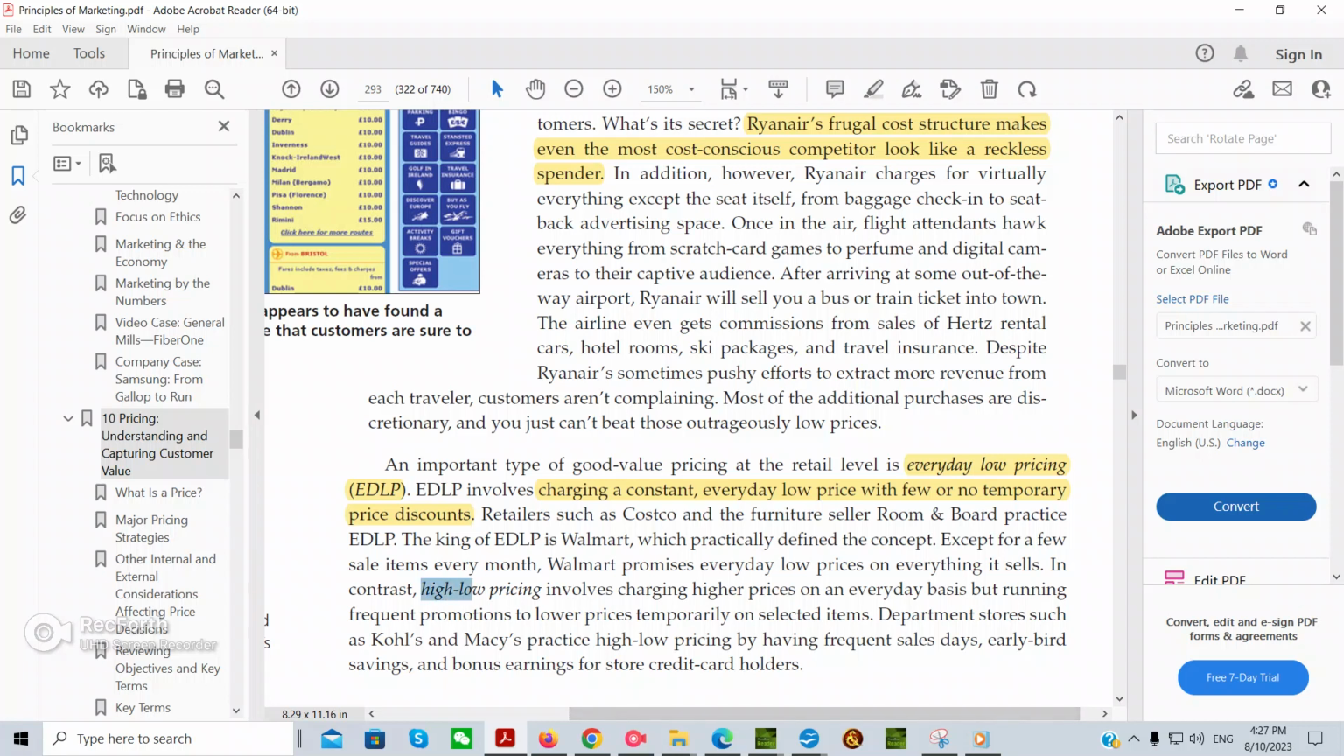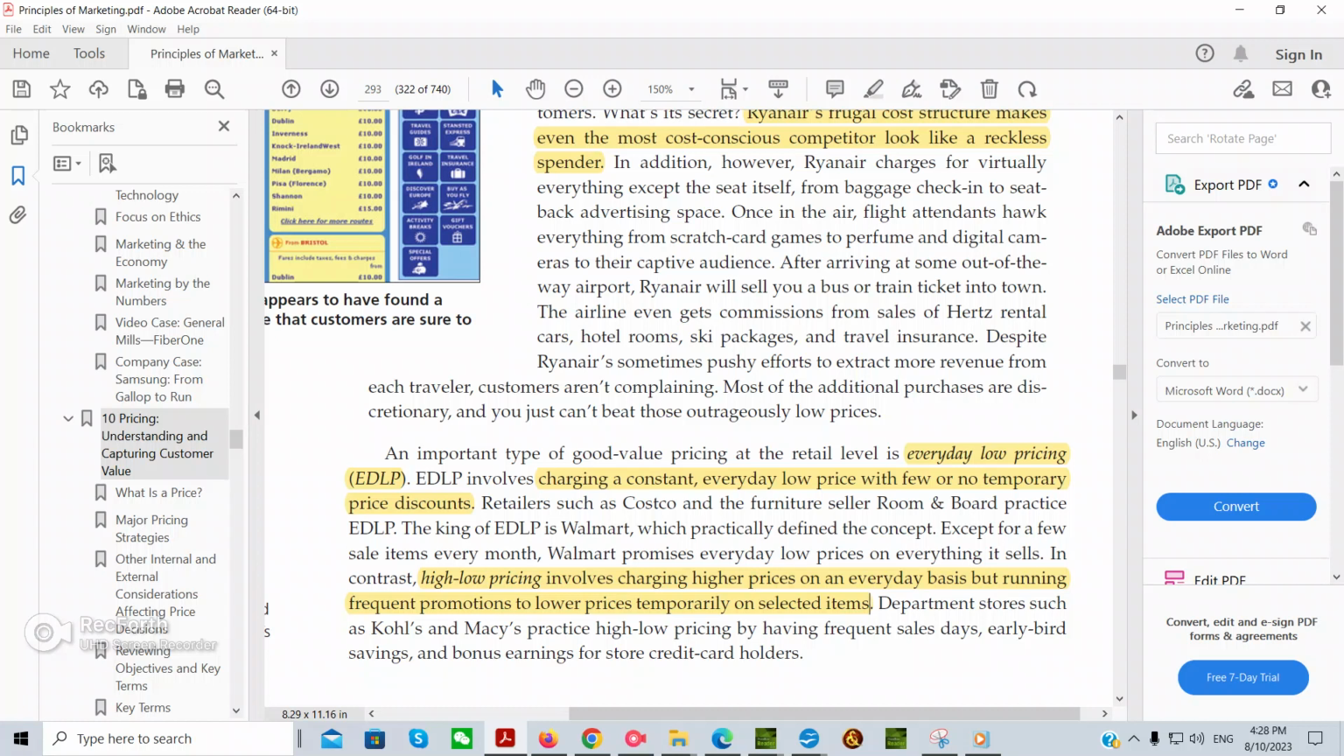In contrast, high-low pricing involves charging higher prices on an everyday basis, running frequent promotions to lower prices temporarily on selected items. The purpose of that is to get more customers to come into the store, as a loss leader. Department stores such as Kohl's and Macy's practice high-low pricing by having frequent sales days, early bird savings, and bonus earnings for store credit card holders.